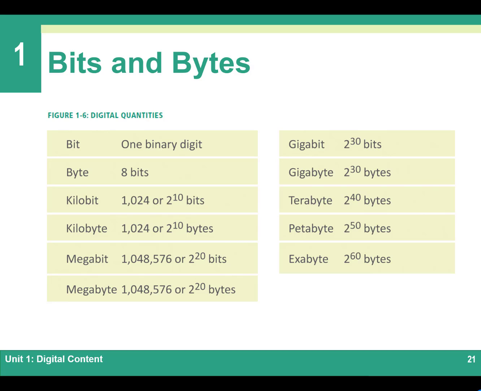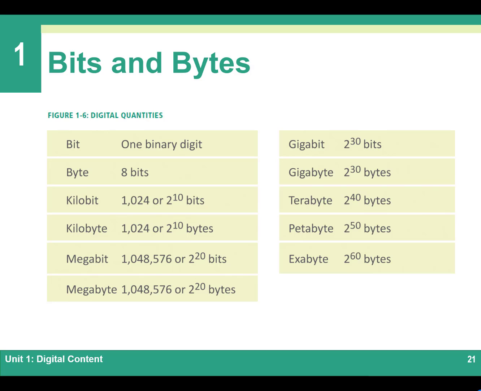So a megabyte, instead of being a million, it's 1,048,576. And you notice we go from 2 to the 10th power for kilo, 2 to the 20th power for mega, 2 to the 30th for giga, 2 to the 40th for tera, 2 to the 50th for peta, and 2 to the 60th for exabyte.